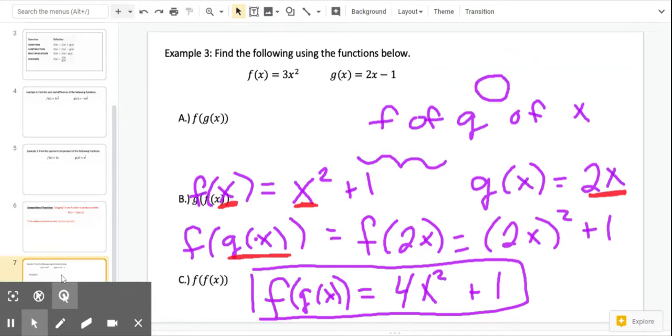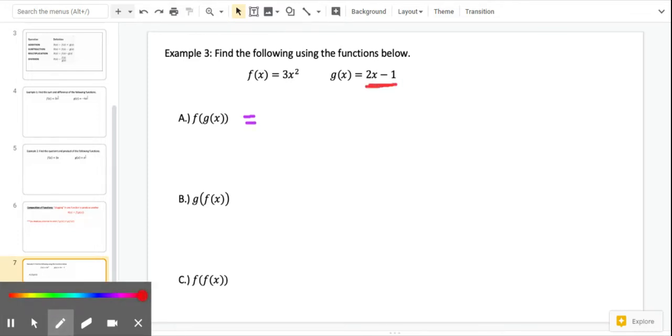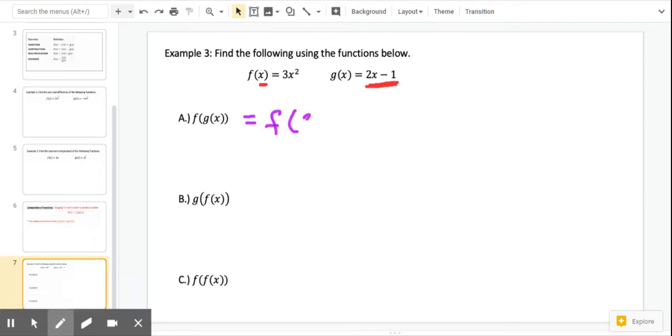So we've got some more examples on this page. So in this case, f of x is 3x squared and g of x is 2x minus 1. First, we want to find f of g of x. So we're going to take g, so 2x minus 1, and we're going to substitute it in for x. So here's how this is going to go. So we're going to find f of 2x minus 1.